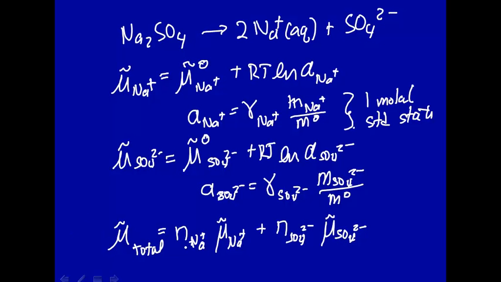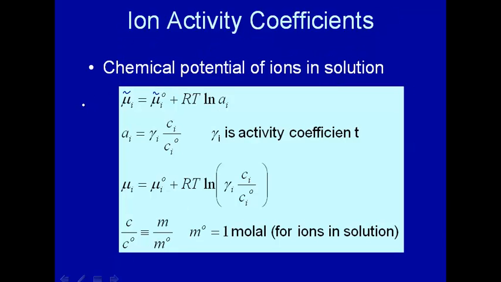Okay, so that's the key point: you can't measure the sodium ions or the sulfate ions by themselves. You have to measure them together and you get some sort of average. So we know the usual electrochemical potential is the standard state electrochemical potential plus RT times the logarithm of activity. And here we're going to express activity as a ratio of concentrations, and the concentration we're going to use is molal.